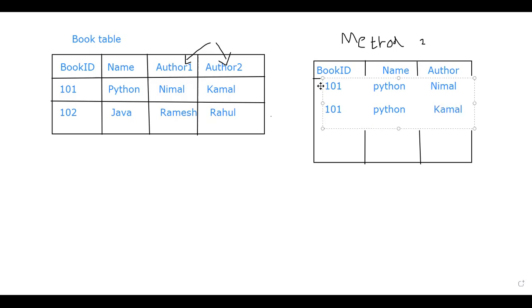After that, we have 102, Java, and Ramesh. Then next, it's going to be 102, Java, and Rahul. Now let us consider this table.